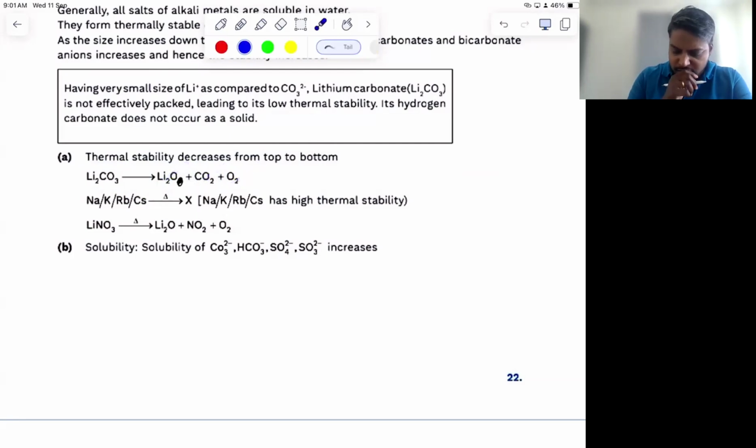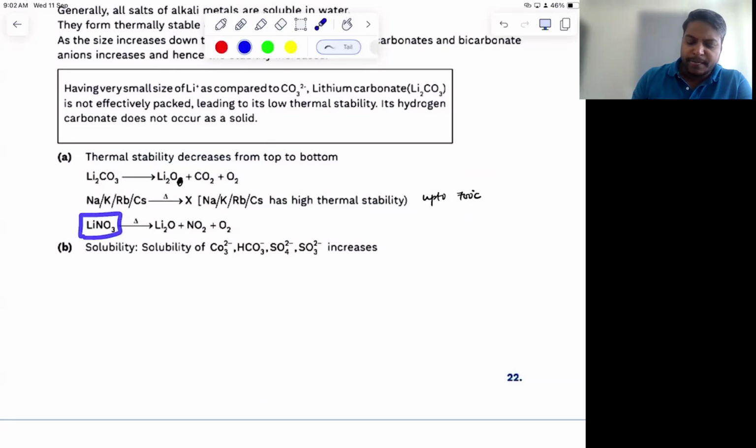While sodium, potassium, rubidium, cesium carbonates on heating will give nothing, because they are thermally very, very stable. Got it? At least not up to 700 degrees centigrade.